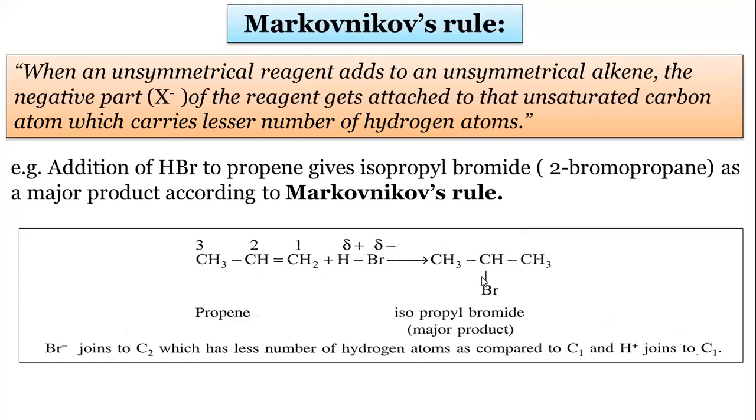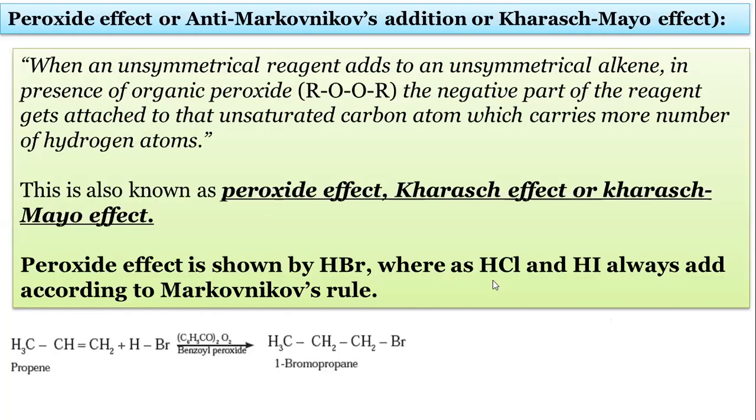The common name of this compound is isopropyl bromide. And opposite to Markovnikov's rule, there is one rule called anti-Markovnikov's rule. It is also called the Kharash-Mayo effect. Again, these are the names of scientists. And it is also called the peroxide effect, because peroxide is used, and this effect is shown only by HBr, remember.